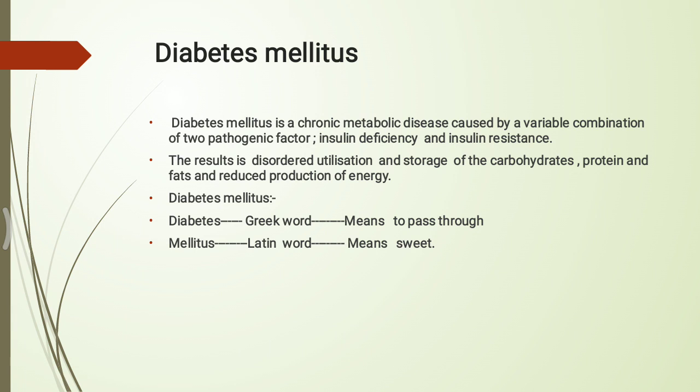Diabetes mellitus. Diabetes is a Greek word, meaning to pass through, whereas mellitus is a Latin word, meaning sweet. Diabetes is a disease that occurs when blood glucose or blood sugar level is too high, mainly caused due to insulin deficiency and insulin resistance.